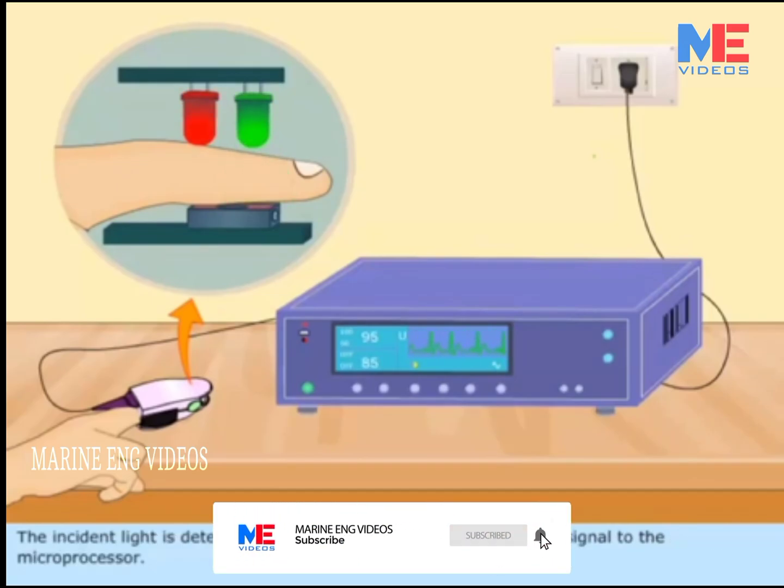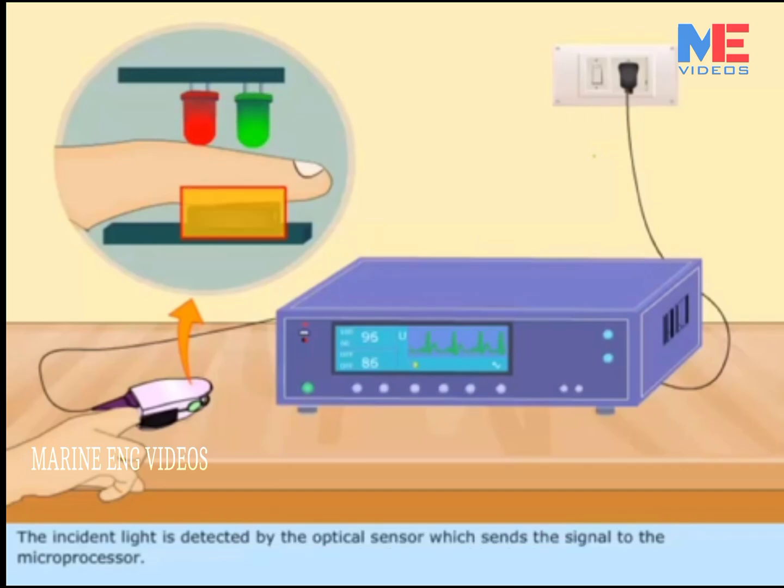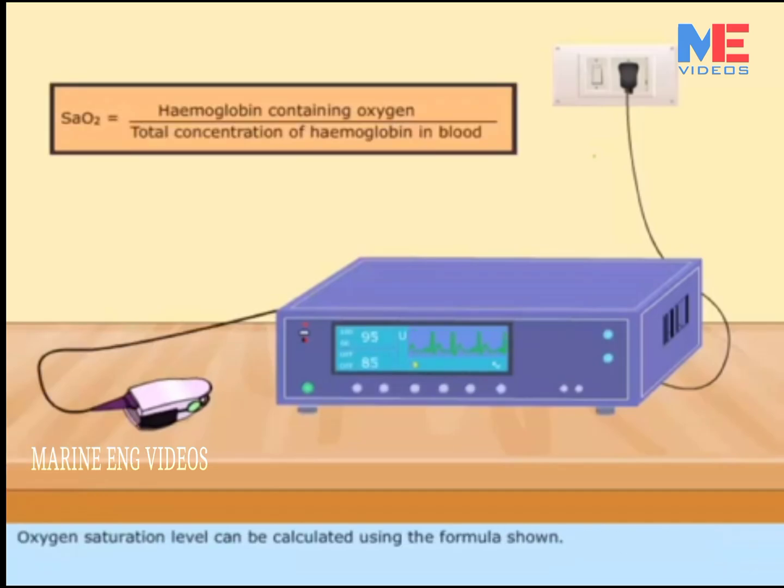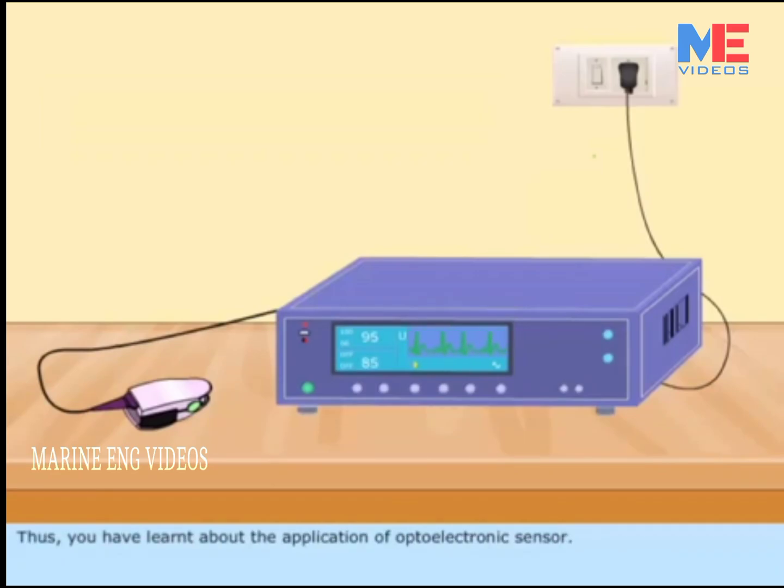The incident light is detected by the optical sensor, which sends the signal to the microprocessor. The microprocessor records the value of hemoglobin containing oxygen and the total hemoglobin content in the blood. Oxygen saturation level can be calculated using the formula shown. Thus you have learnt about the application of optoelectronic sensor.